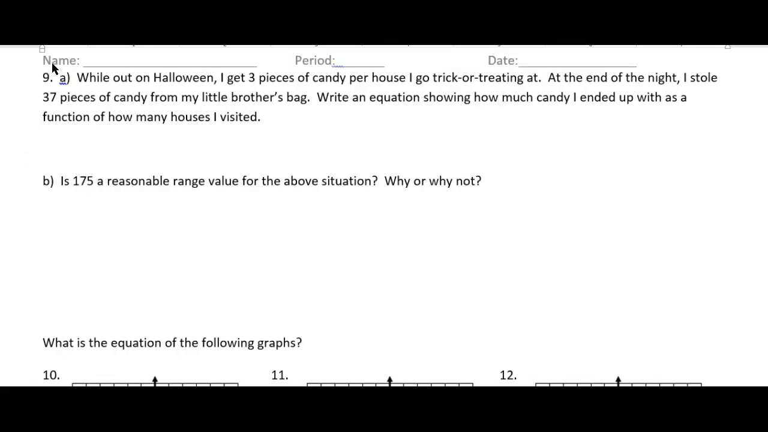While out on Halloween, I get 3 pieces of candy per house I go trick-or-treating at. At the end of the night, I stole 37 pieces of candy from my little brother's bag. Write an equation showing how much candy I ended up with as a function of how many houses I visit.